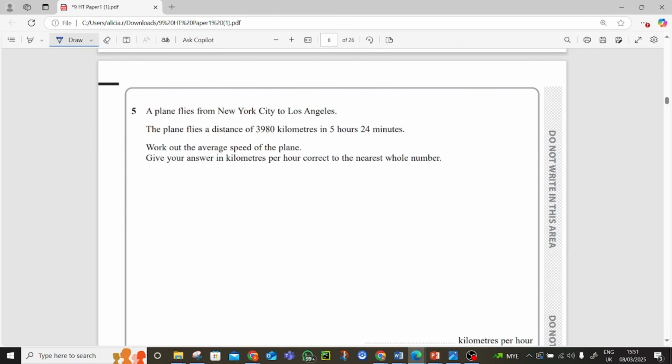Okay, question 5, we have a plane. The plane is traveling 3,980 kilometers in 5 hours, 24 minutes, and we're looking for average speed. So speed is distance over time. You might write it like a triangle like this or like this. Speed is distance divided by time.